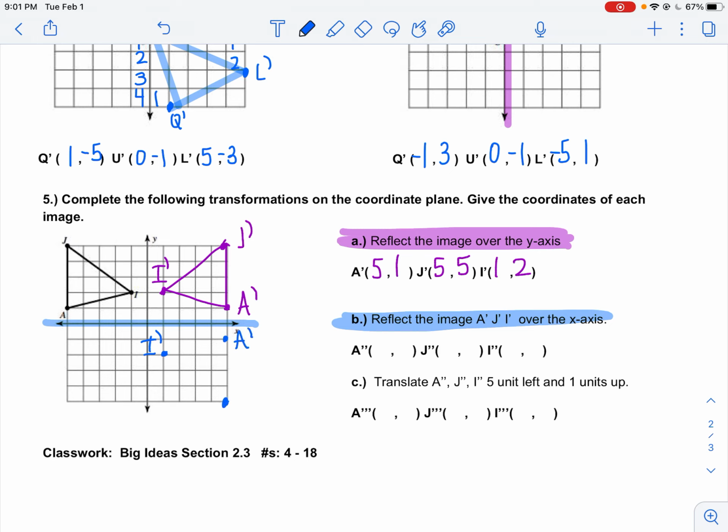And then J again is in that corner when I flip it downward. Connect all 3 triangular points. And then name your new ordered pairs. So A double prime is 5, -1. J double prime is 5, -5. And I double prime is 1, -2. So you can kind of see there that the only ordered pair numbers that changed were the Y numbers, just went to negatives versus positives.